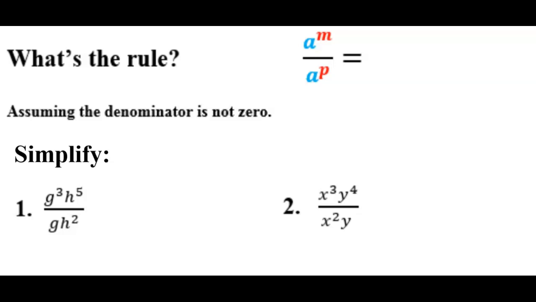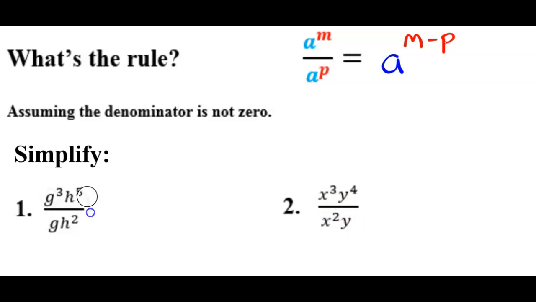So, my a is my base, and what am I going to do with my exponents? I am going to subtract m minus p. So my top exponent minus my bottom exponent. I can only do that if they have the same base. So here I have x's and y's. I can't subtract this one from this one because they're x's and y's.